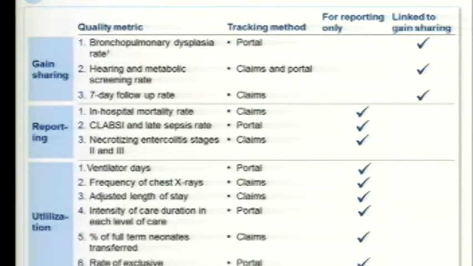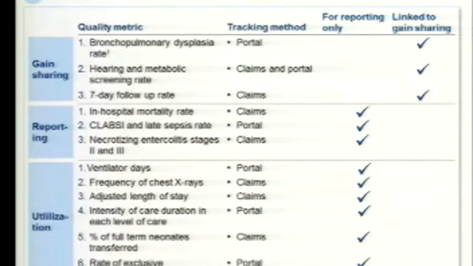So there are three gain sharing metrics: the BPD rate, the hearing and metabolic screening rate, and the 7-day follow-up rate. And the BPD rate, based on input from our clinical advisors, there are some codes for that, but this one is going to be a portal metric, entered into an online portal, defined as oxygen requirement for the neonate at greater than 36 weeks. Most of the other two gain sharing metrics are claims-based.